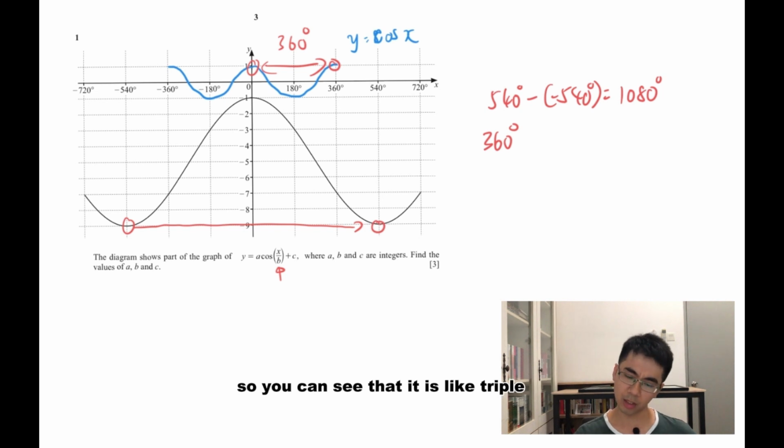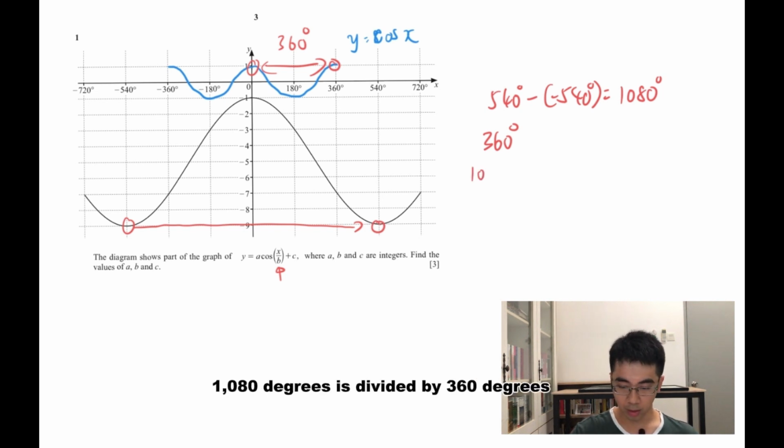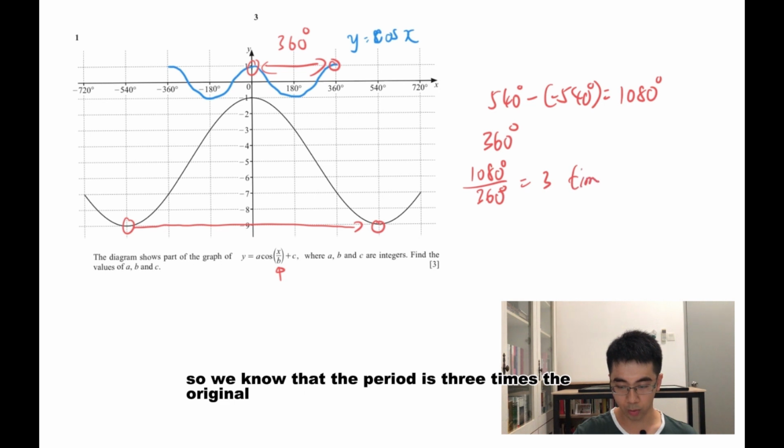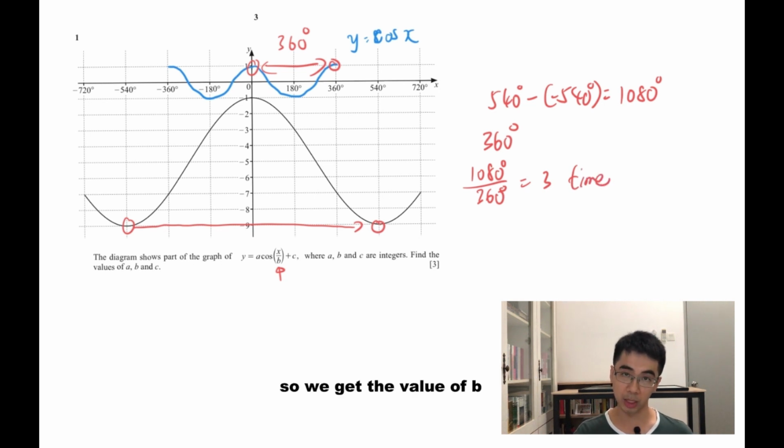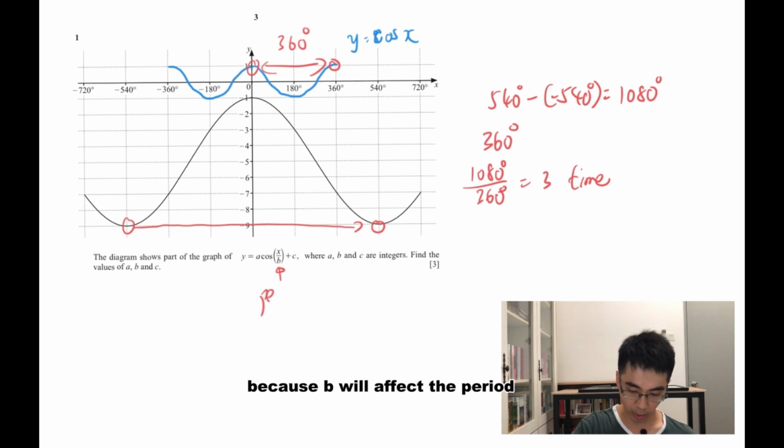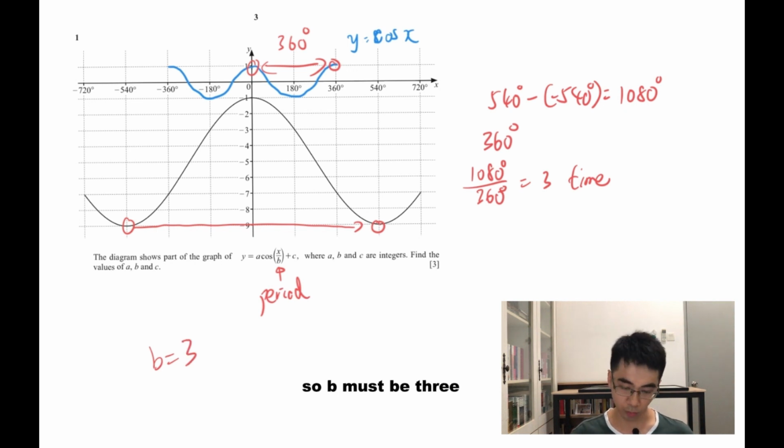So you can see that it is triple, or you can just use the division of 1080 degrees divided by 360 degrees, which is 3. So we know that the period is 3 times. So we get the value of b, because b will affect the period. The period here for b should be 3 times, so b must be 3.